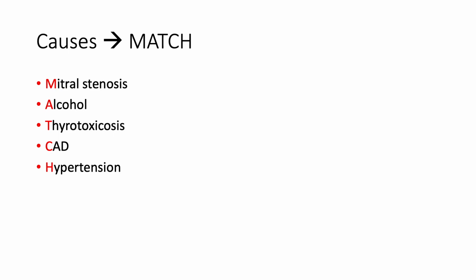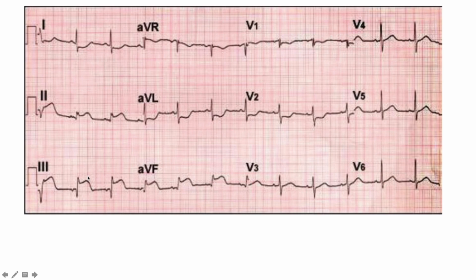Mitral stenosis, alcohol, and when atrial fibrillation happens in the setting of alcohol, we call that the holiday heart syndrome, which is an example of a paroxysmal atrial fibrillation. Must always search for thyrotoxicosis, so it's prudent to do your thyroid function. Also happens in the setting of coronary artery disease and hypertension.